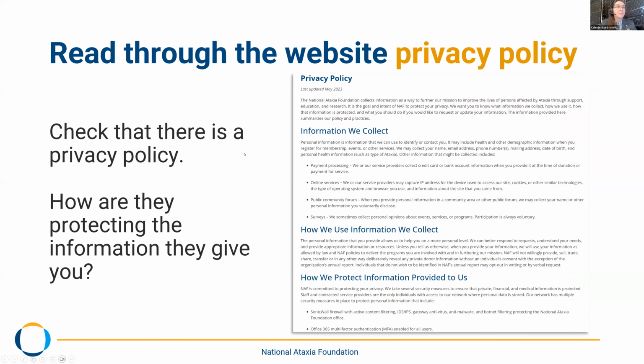Also, you would like to read through the website privacy policy. So step one, check there is a privacy policy. Here is a screenshot of part of the National Ataxia Foundation privacy policy. I couldn't fit all of it on the screen. This is a document about what information we collect and how we protect the information that we collect. If you are going to be transmitting credit card information, personal health information, or any identifying information through a website, you'll want to check that they have one of these and they are doing their due diligence to protect you.